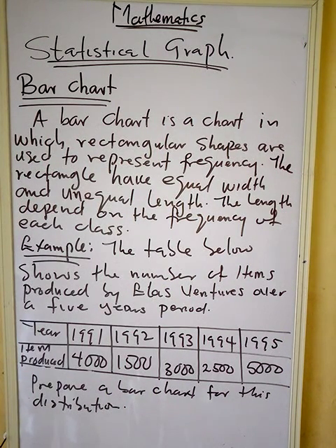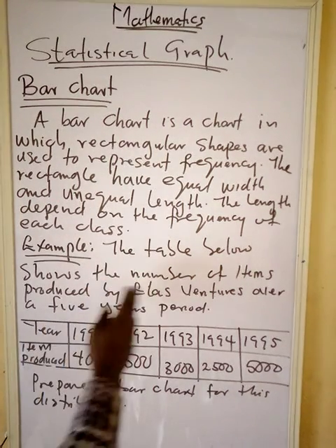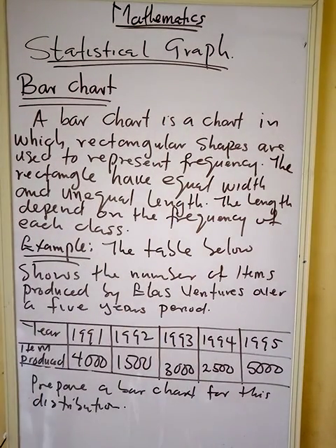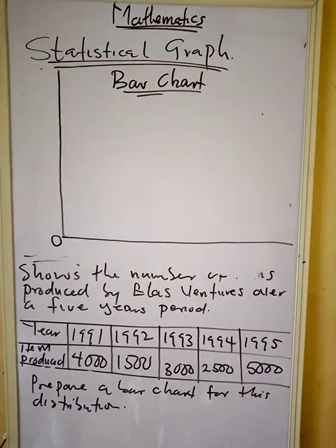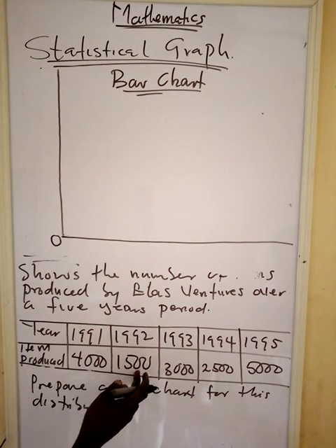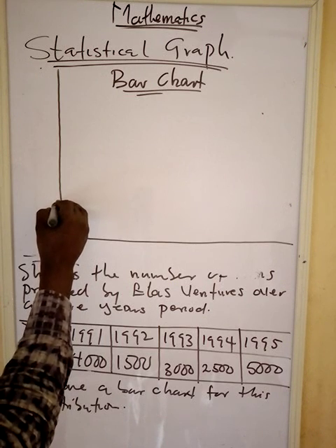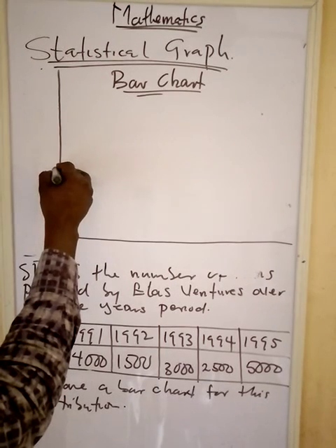Now, if you look at this table, the table below shows the number of items produced by Ehlers Ventures over a 5 year period. So we want to represent this in a bar chart. So let us start. My measurements here: we have 1,500 and the highest value is 5,000. Then I will measure my own like this. Let me see.